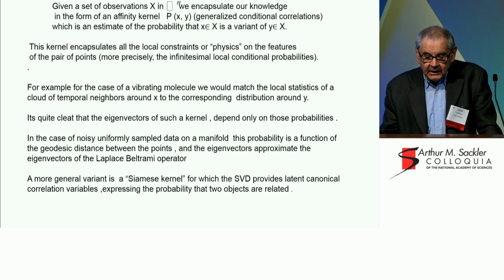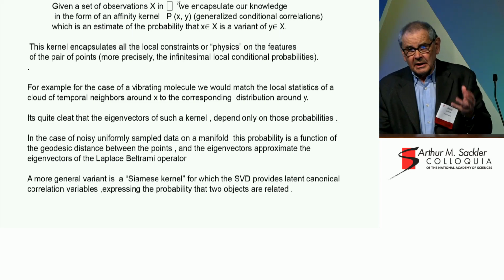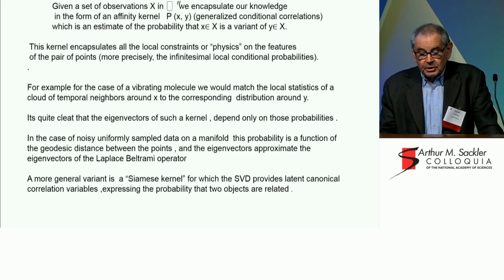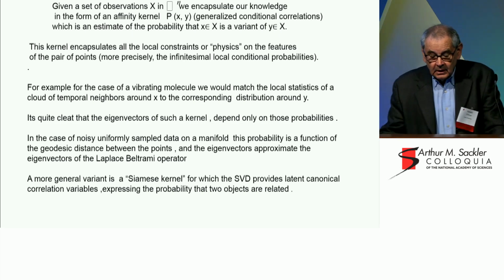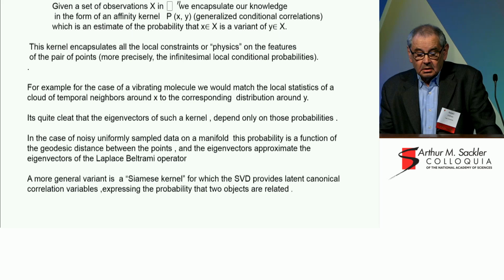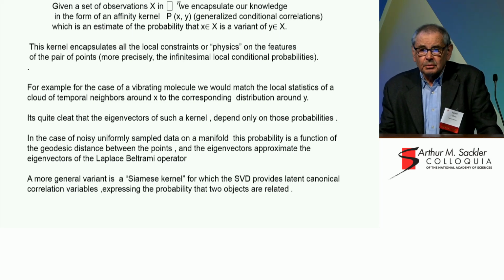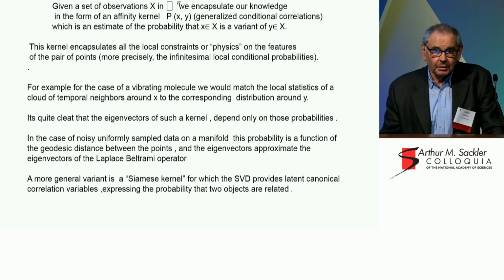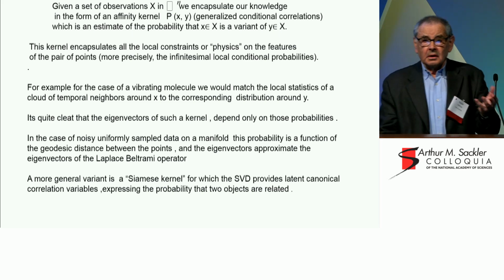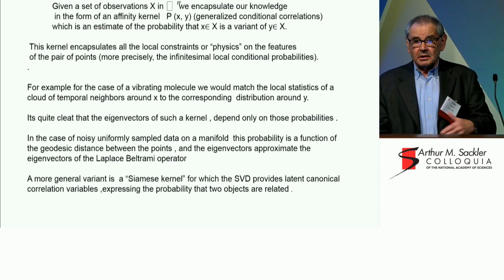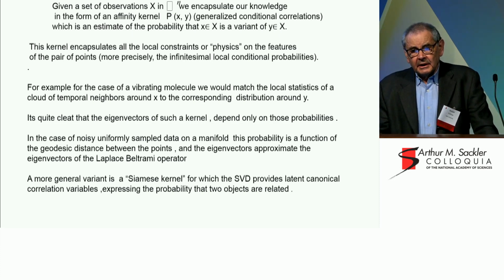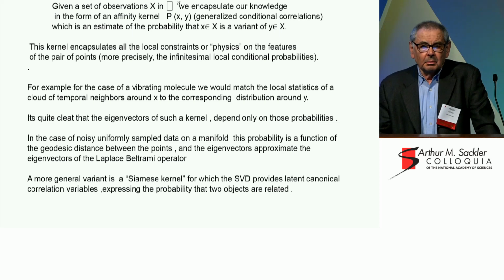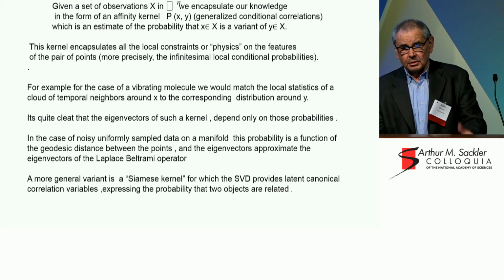So I'm summarizing it again: given a set of observations, we can encapsulate the knowledge by building an affinity kernel, which is just a generalized conditional correlation, so the probabilities at two points are the same. Or you can build a Siamese kernel, and again, the Siamese kernel will measure the probabilities that two measurements were done at the same time, for example. Now that's particularly useful if you have observations measured simultaneously by many sensors and they have to be consistent. The point is that the SVD of such a kernel is intrinsic. It's just related to the probability. It doesn't relate to the measurement. So the issue is how accurate was your probability.